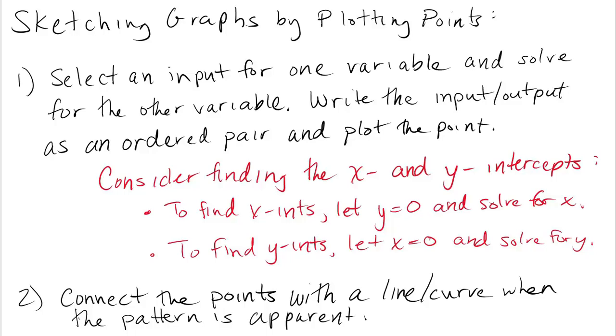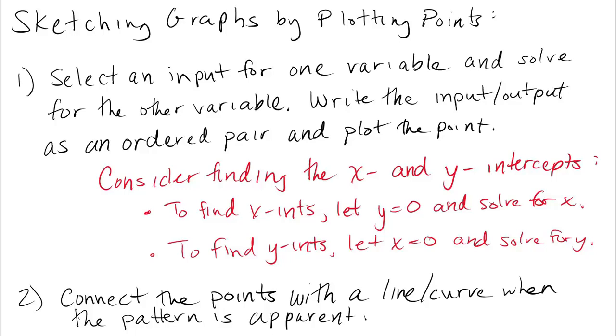A collection of points you'll definitely want to consider finding are the intercepts. The x-intercept is a point on the x-axis, and a y-intercept is a point on the y-axis. If a point is on the x-axis, then its y-coordinate is 0. So to find x-intercepts, you let y equal 0 and solve for x. If that leads to no solutions, then the graph never touches the x-axis. Similarly, to find y-intercepts, you let x equal 0 and you solve for y. And again, if you get no solutions from that, that means that the graph never touches the y-axis.